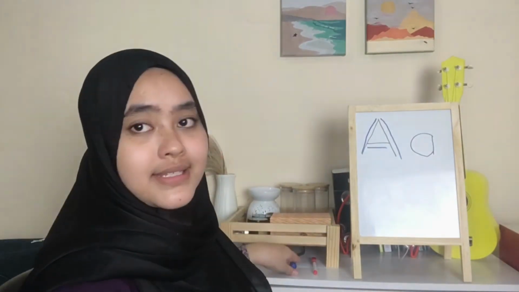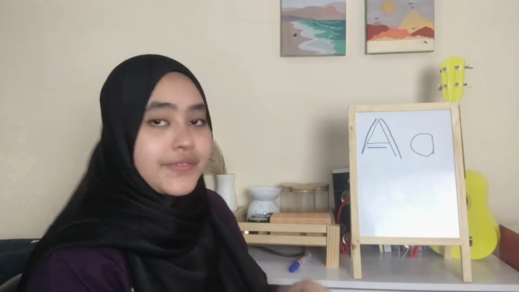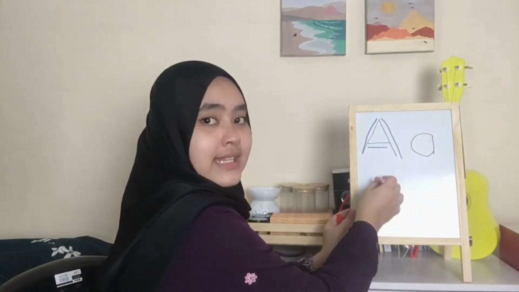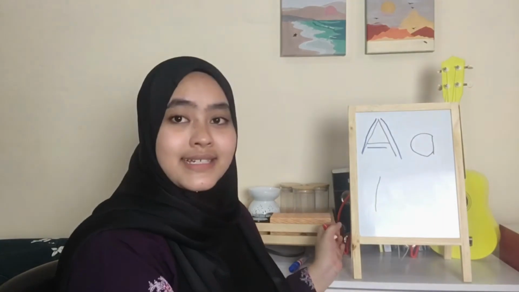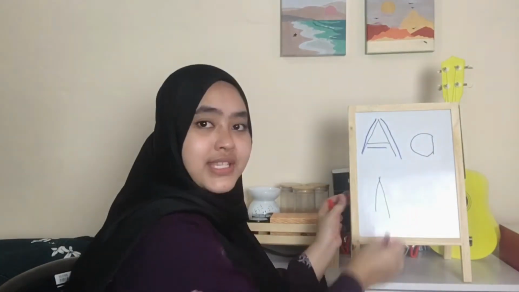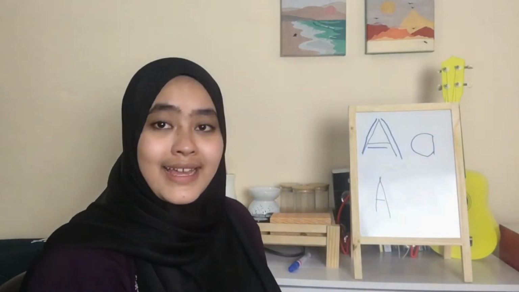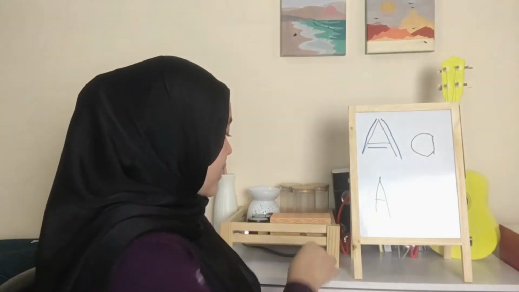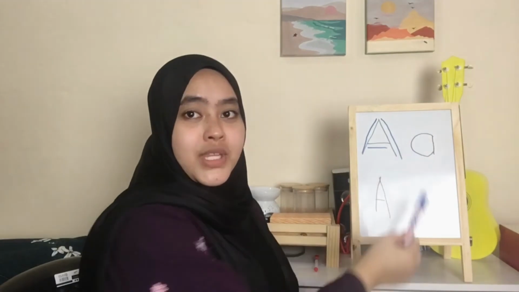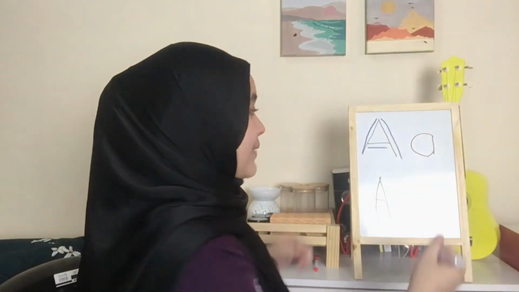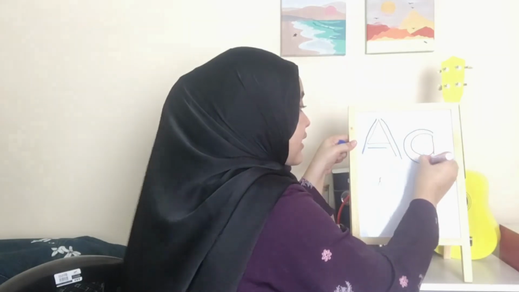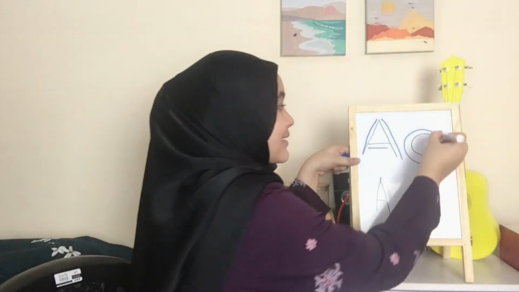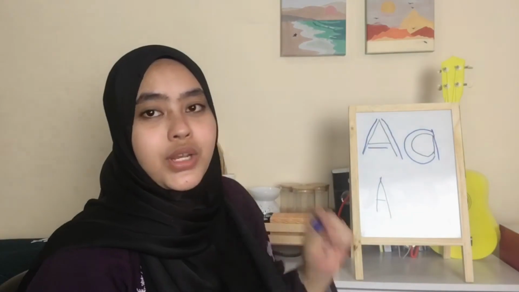So how do we write the mommy A? First, slanting line going down. Second, another slanting line going down. And the last one, sleeping line. Next, how about the baby A or the lowercase a? How many lines do you see? Can we count together? One line and another one line. So we need two lines to write the baby A.